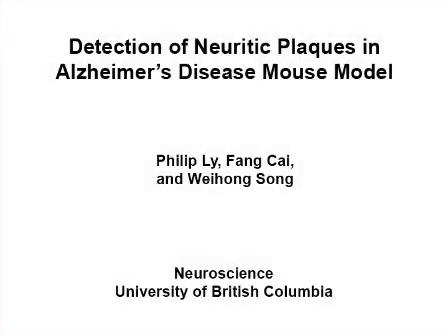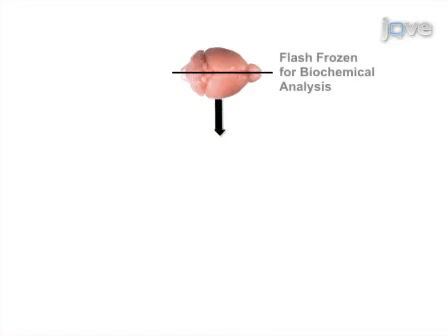The overall goal of this procedure is to prepare AD model mice brains for detection of neuritic plaques using 4G8 immunostaining and thioflavin S staining. This is accomplished by first extracting the mouse brain from the skull and passively perfusing in 4% PFA, followed by submerging in 30% sucrose solution.